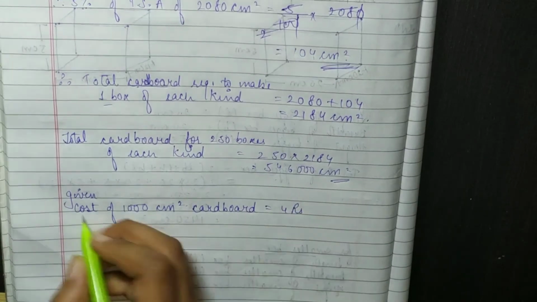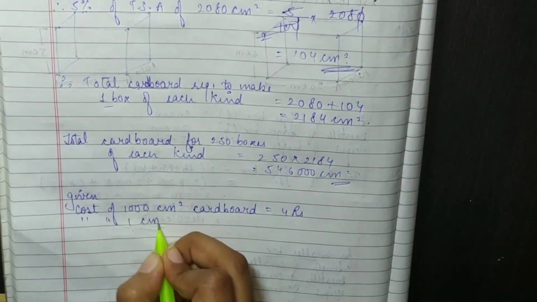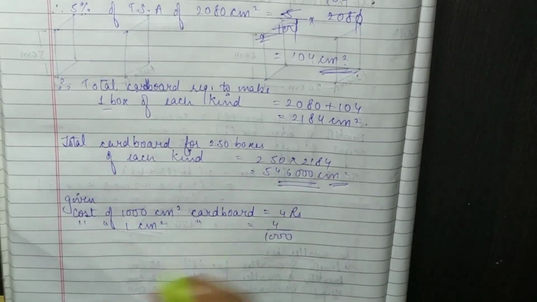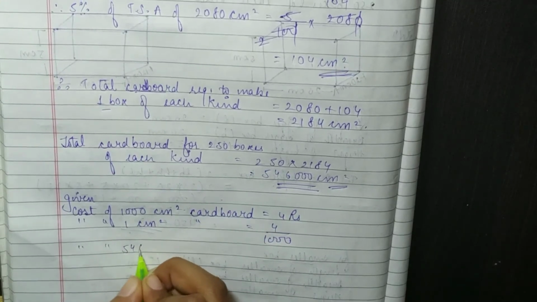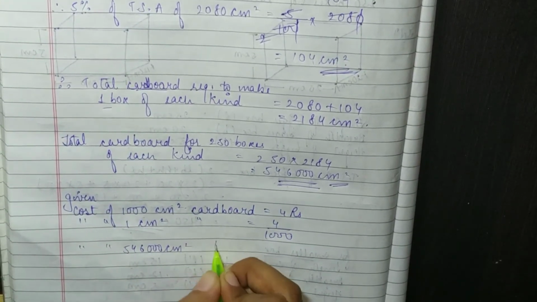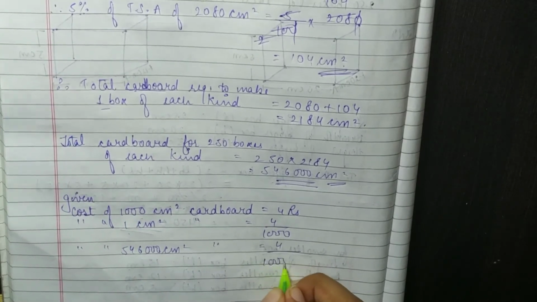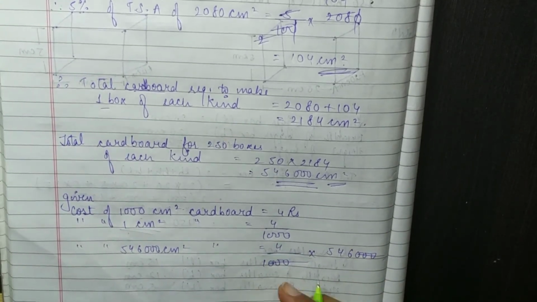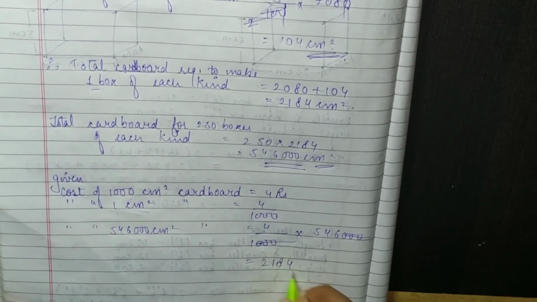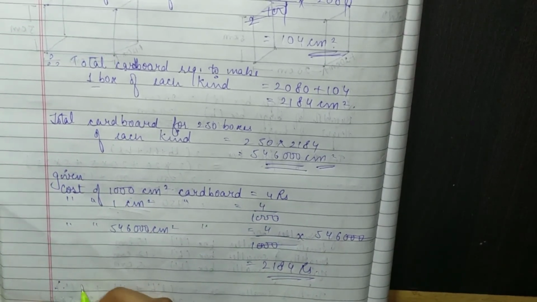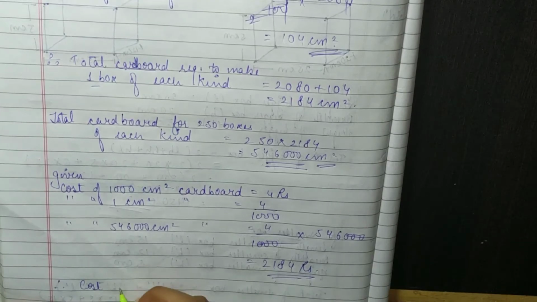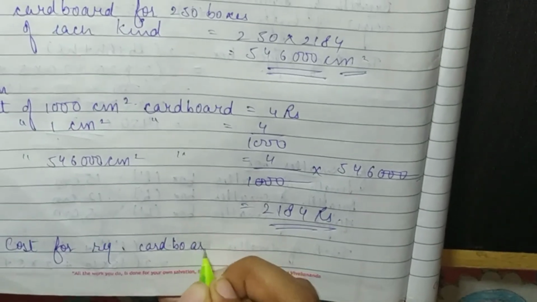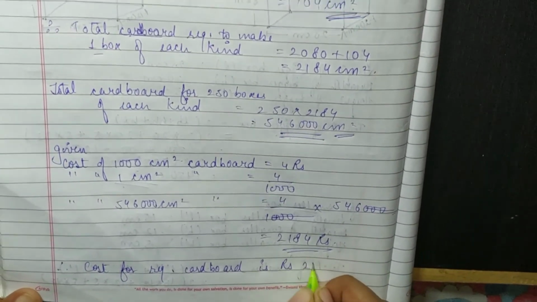Now using the unitary method, first we will find the cost for 1 centimeter square cardboard, and then for the given area of cardboard. So by the unitary method, the cost of 1 centimeter square is 4 upon 1000. According to the given description, we have calculated the total cardboard required. For it, we'll multiply it, solving using the unitary method, and the zeros will cancel out, and what we'll get is 2184 rupees for the cardboard required. Therefore the cost of the required cardboard is 2184 rupees.